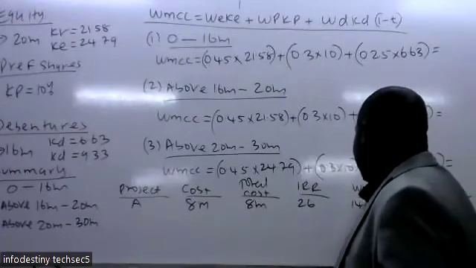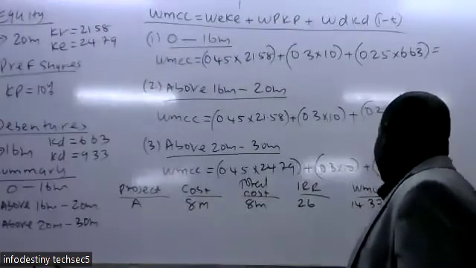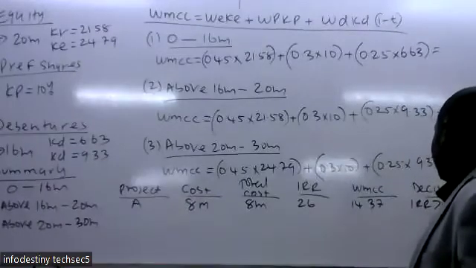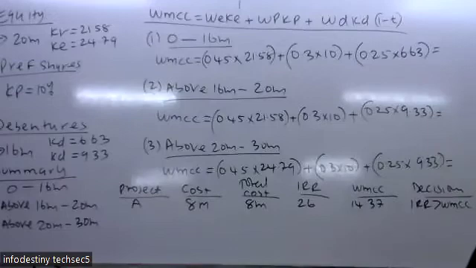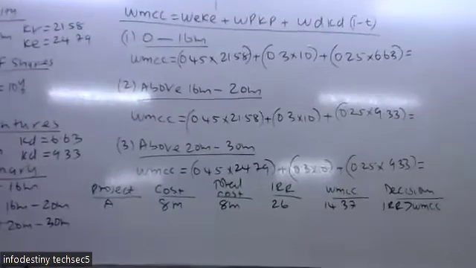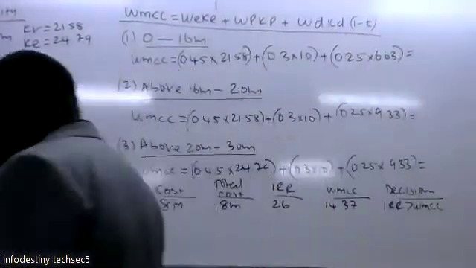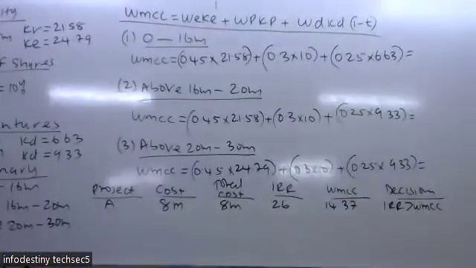14.37. Yeah, so this one, IRR is greater than WMCC. So that one we accept. So project A will be accepted. Then we go to the next round according to IRR.